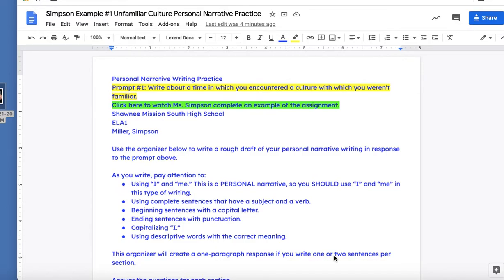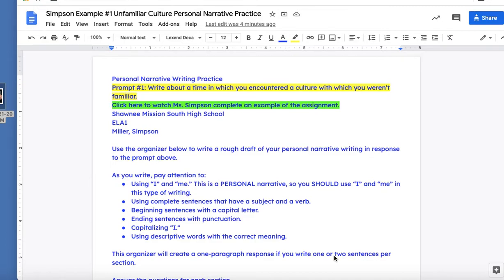So somebody who lives differently than you, maybe they ate different food than I ate, maybe they speak a different language than I speak, maybe they go to a different church than I do, maybe they're a different race or socioeconomic class. All of those are going to be cultural differences that we can have with other people. So that should give you some idea of the sorts of things you're going to write about.